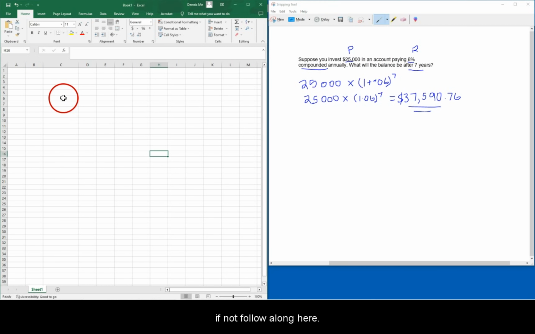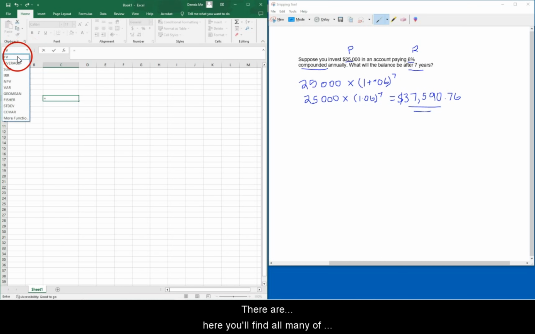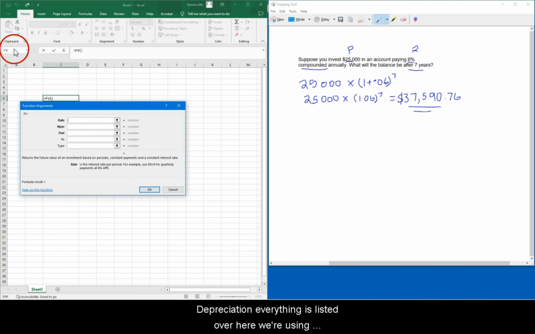Now let's use Excel, and if you're familiar with Excel, great. If not, follow along here. You simply select the cell, you press equal. To the left, you'll find many of the functions that you want: NPV, IRR, depreciation. Everything is listed over here. We're using future value, so we click on future value. What's important to remember in Excel is that 6% is written as 0.06. So where it says rate, it's 0.06.